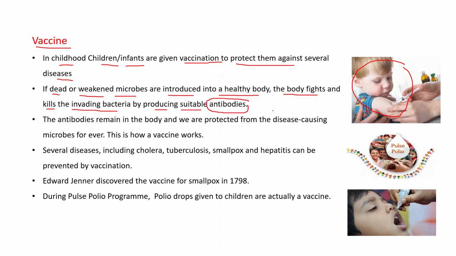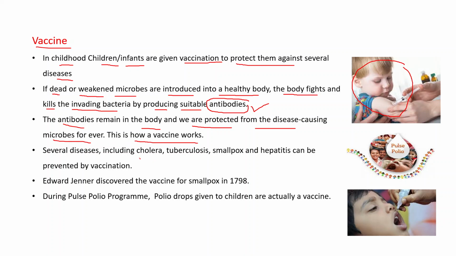Antibody. And actually, first we introduce, during this vaccination, the dead or weakened, that is weak, microbes in our body. Then our body fights against these dead or weakened microbes and produces antibodies. Now these antibodies will work against the microorganisms when they attack our body. The antibodies remain in the body and we are protected from the disease-causing microbes forever. This is how a vaccine works.